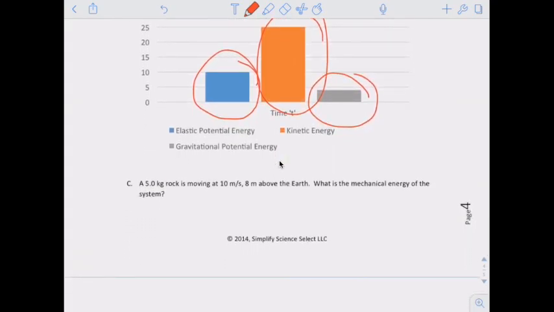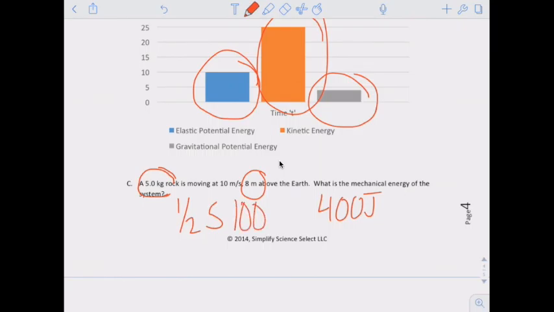It says a 5 kilogram rock is moving at 10 meters per second, 8 meters above the Earth. What is the mechanical energy of the system? It's the kinetic energy plus the gravitational potential energy. We have 5 kilograms, so gravitational potential energy is 5 times our 8 times, we'll say 10 for gravity. 5 times 8 is 40, times 10, that's 400 joules for gravitational potential energy. Then kinetic energy is 1/2 the mass, which is 5, times the velocity squared, 10 squared, which is 100. 1/2 of that is 250. And so 250 plus 400 gives us 650, which is our mechanical energy.